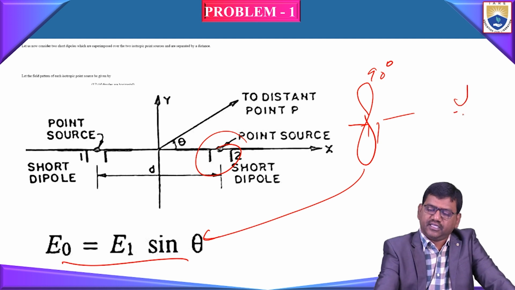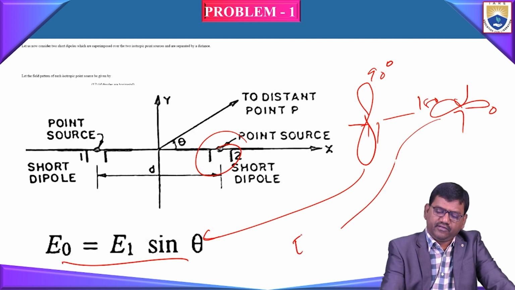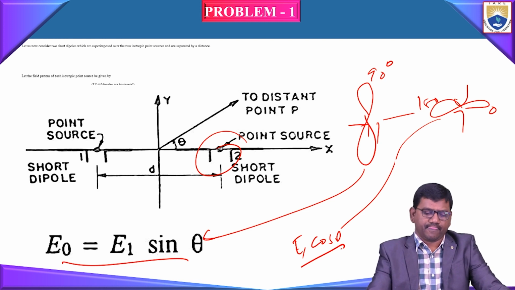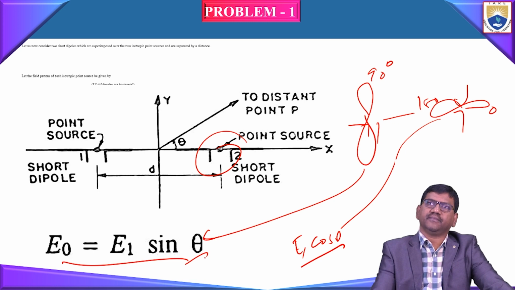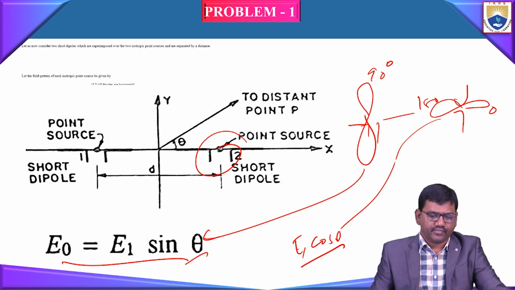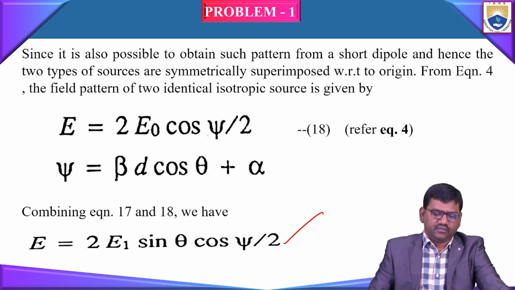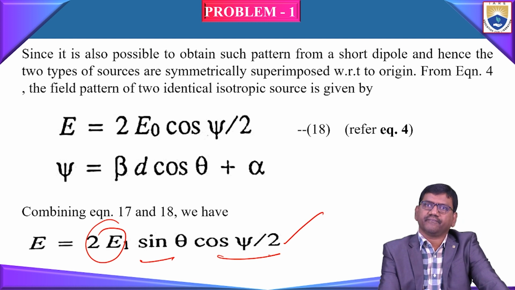If we consider the dipoles as vertical, the radiation pattern will be like this, with 0 and 180 here, and then we take E1 cos theta. So E naught is equal to E1 sin theta for the horizontal case, as the radiation is maximum at 90 degrees. So E is equal to 2E1 sin theta cos psi by 2. If we normalize this function, we get E is equal to sin theta cos psi by 2.